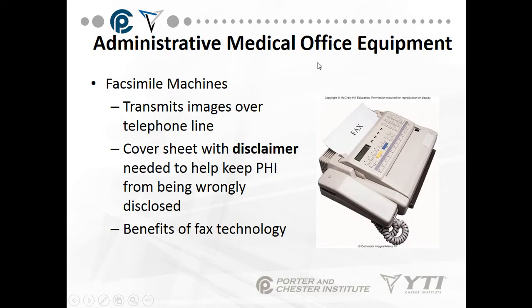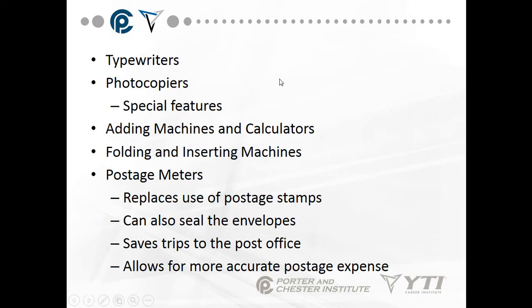Administrative medical office equipment includes facsimile machines, known as fax machines, to transmit images over the telephone line. The cover sheet with a disclaimer needed to help keep protected health information from being wrongly disclosed. And benefits of fax technology. The benefits of fax technology include the ease of use and the quick access and transmission of information, so you don't have to wait for snail mail to get it there.